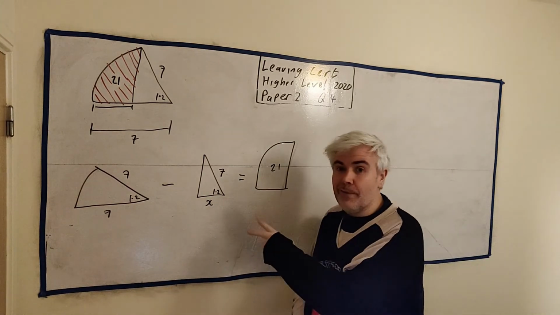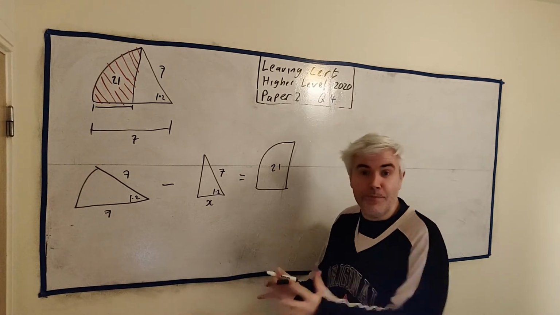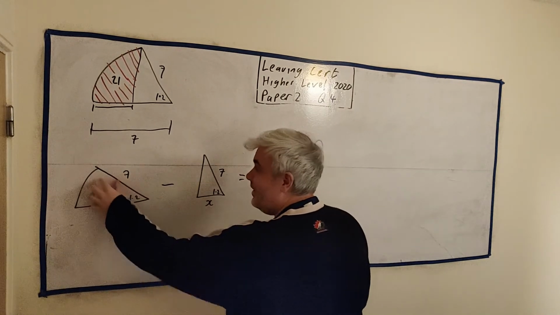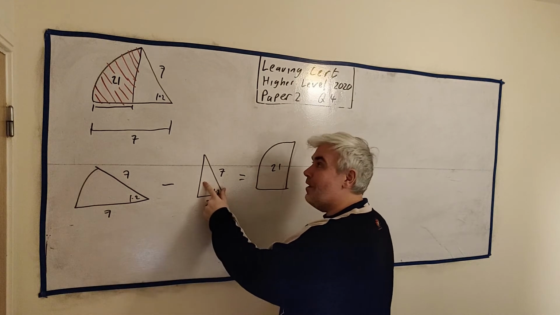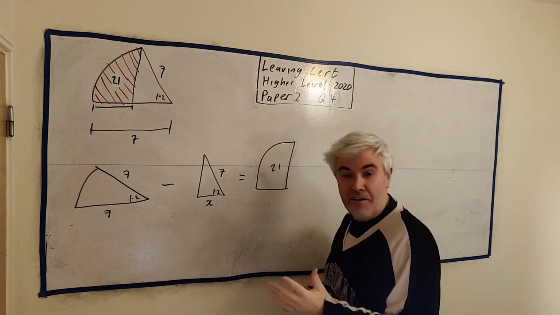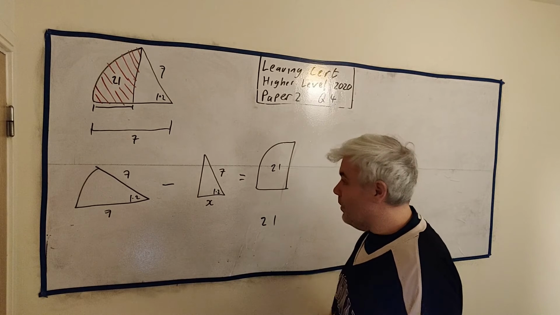And we often do this in maths, even in higher level. We just take shapes away. That's all we're doing. We're cutting this big shape, we're taking this one away from it, and we're left with this shape. And the areas should all equal. The area of this will be 21.